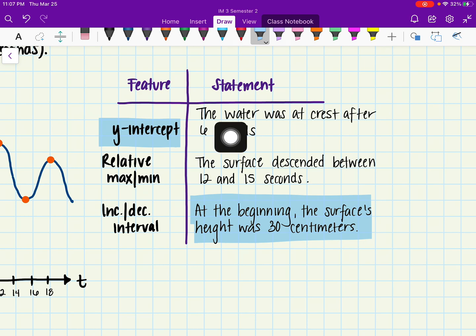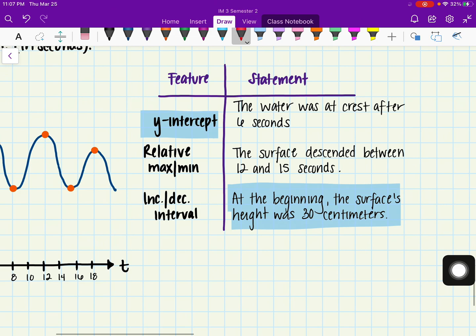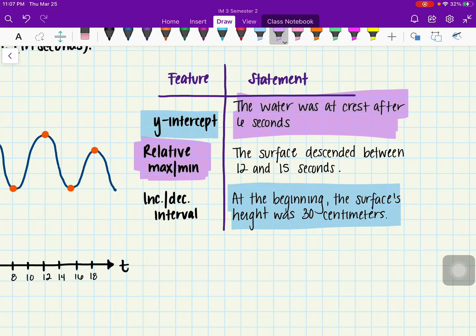Now let's look at this one. It says the water was at crest after 6 seconds. Once again, at crest means the highest or one of the highest. At 6 seconds, I'm going to do that in red, it reached here. That's one of the highest. It's not the highest, but one of the highest. That's what a relative max or min represents: one of the highest points compared to those around it. So the statement that the water was at crest after 6 seconds matches with the relative max or min.